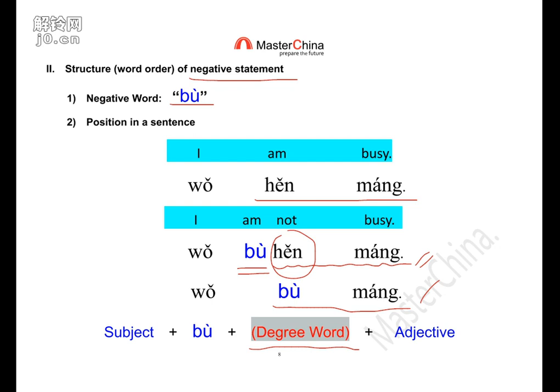But as the listener, if you say these 2 sentences to me, my understanding of your expression is totally different. One is you still have some time, you still have some free time. The other one, you are totally not busy. So you can see the importance of the degree word. So please keep in mind these rules, this model, and you understand why people use this order.